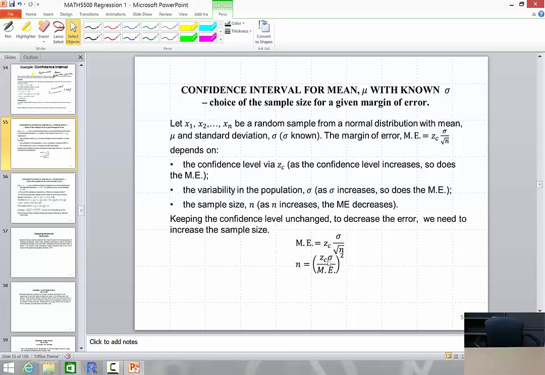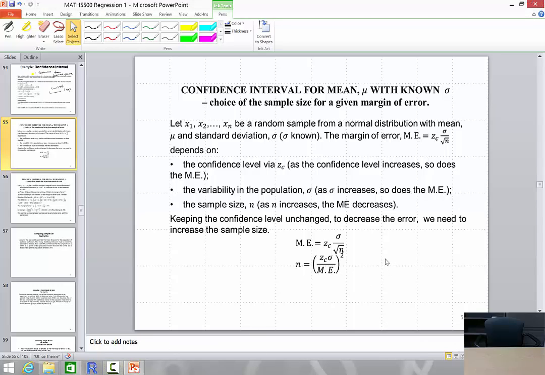This n is equal to Z critical times sigma divided by E, squared. I discussed this a couple of slides ago. I wrote this formula because you need it for homework problem number 5 in assignment number 2. The sample size depends on the Z critical confidence level, sigma, and the margin of error. So the sample size depends on these three things: Z critical, sigma, and the error. That is explained here.